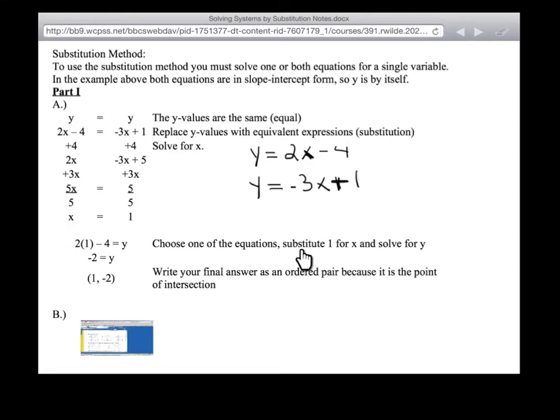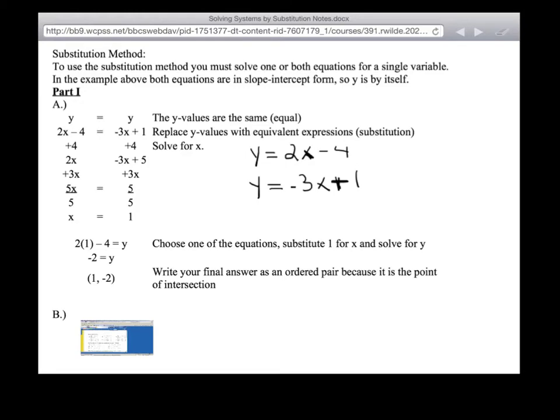Now you choose one of the original equations and substitute 1 for x and then solve for y. So in this example, they chose y equals 2x minus 4, plugged in 1 here, and then solved for y. You write your final answer as an ordered pair because it is the point of intersection. So your x value is 1 and your y value is negative 2.